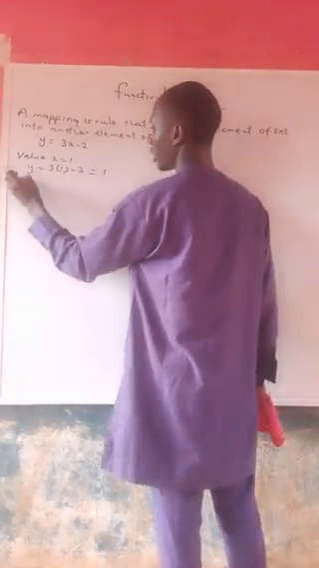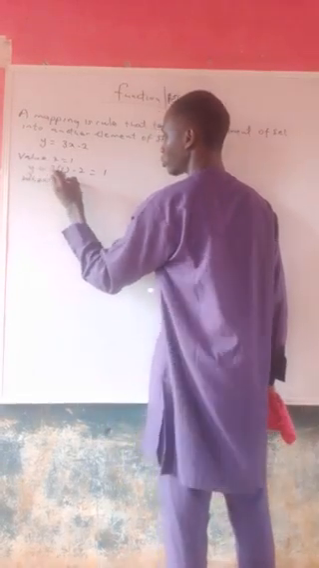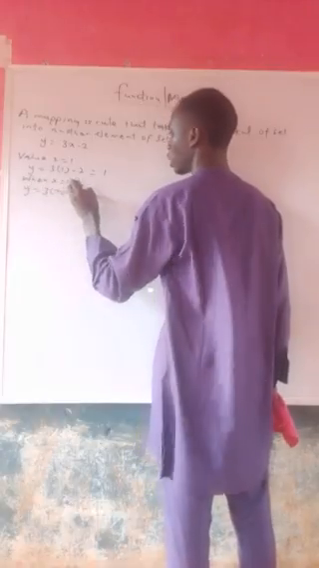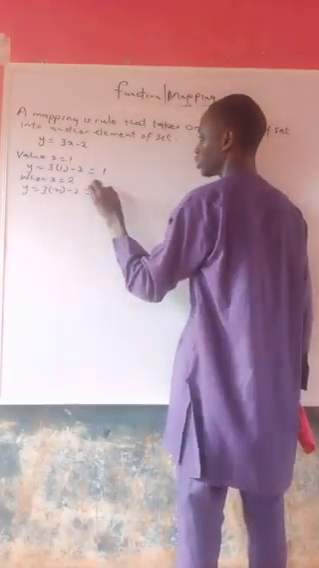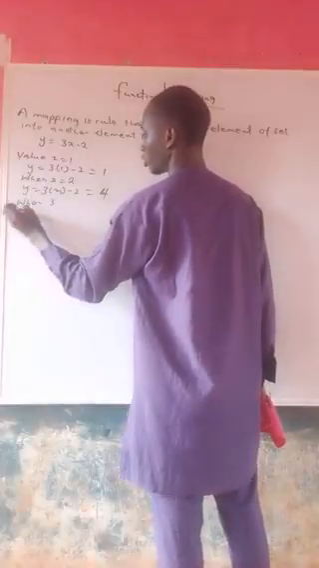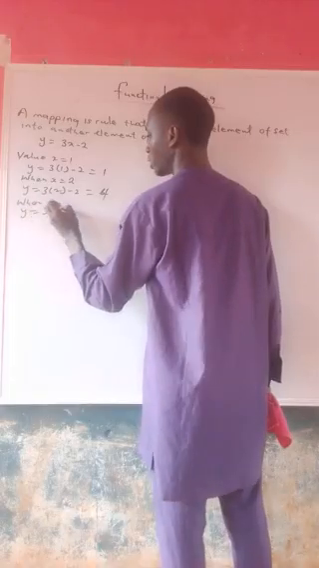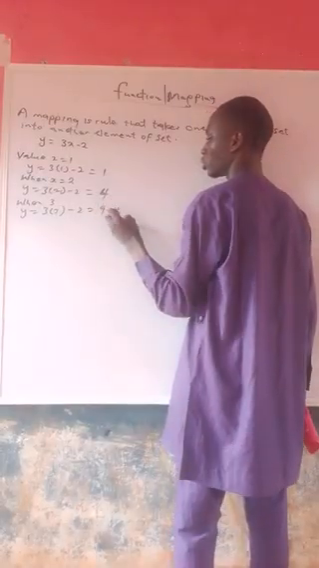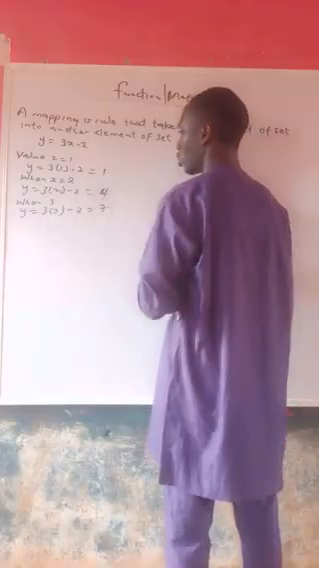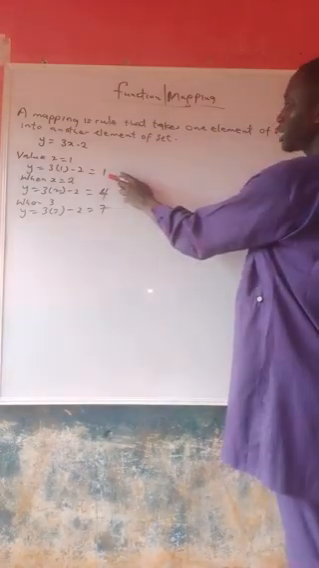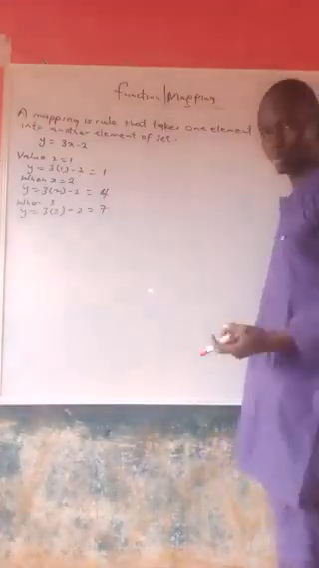When the value of x is 2, we obtain y equals 3 into 2 minus 2. 3 into 2 gives us 6, and 6 minus 2 gives us 4. When x is 3, we obtain y equals 3 into bracket 3 minus 2, which equals 9 minus 2, and that gives us 7. What I'm trying to say is that the values of x, we call them input, while the values of y, we call them output.